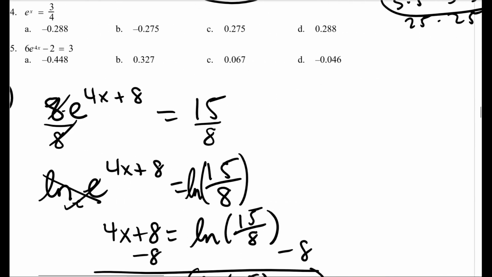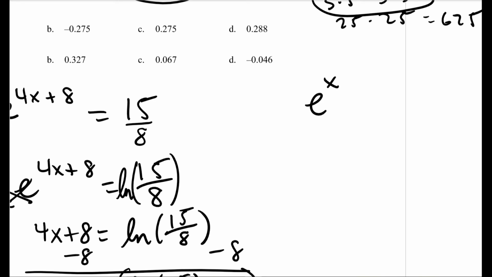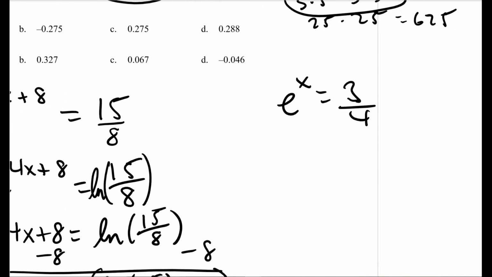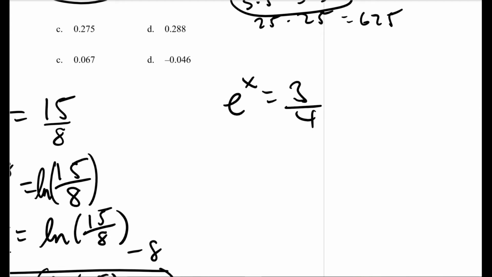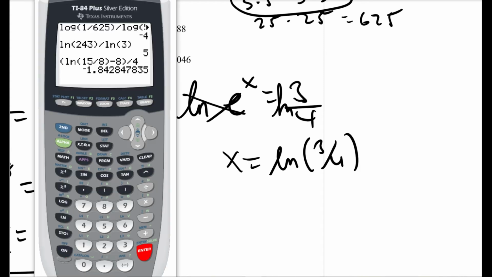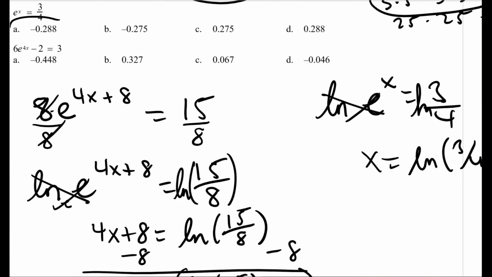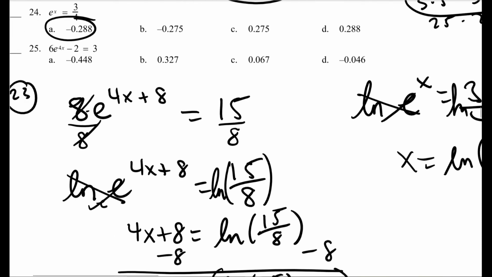All right, next we're going to solve number 24. E to the x equals 3 over 4. So all you got to do is get rid of the e. So you're going to do the ln of both sides, and that's literally all you have to do. So x equals ln of 3 divided by 4. So we'll go ahead and do that here. So we get negative 0.288. Looks like it's A. All right, number 25.